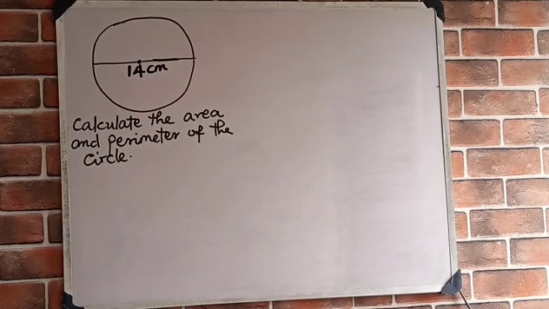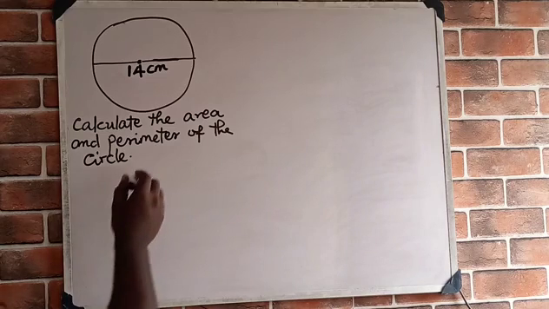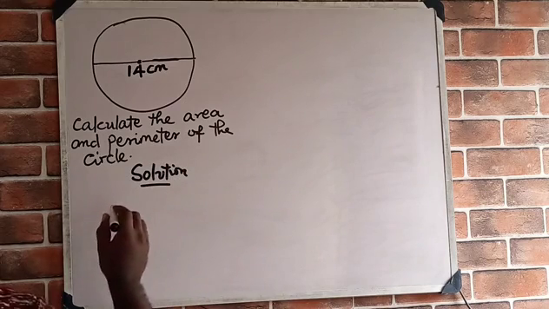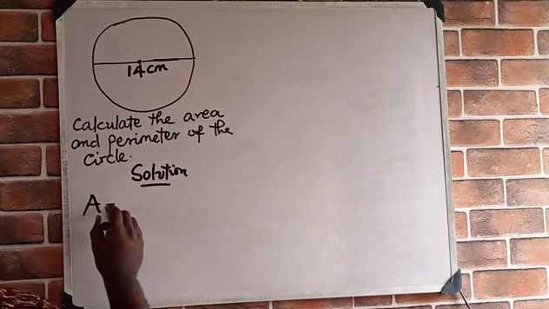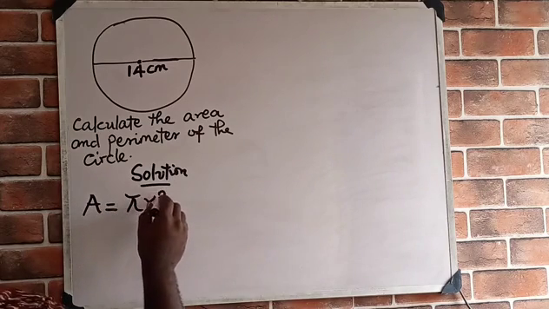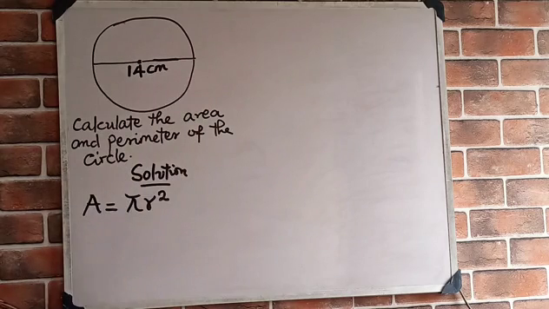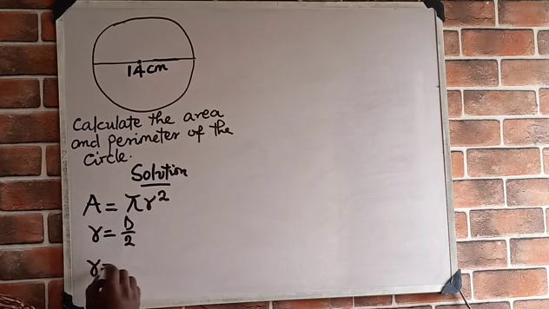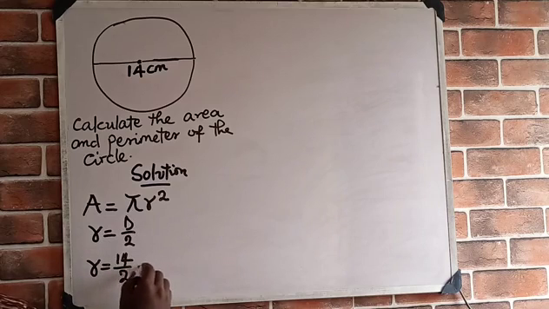Here we are asked to calculate the area of the circle and its perimeter, which happens to be the circumference of the circle. Starting with the area of the circle, I have that the area is given by pi r squared. And this total length here is 14 cm, which happens to be the diameter. And the radius is always the diameter over 2, which will give me 14 over 2, giving me 7 cm as my radius.